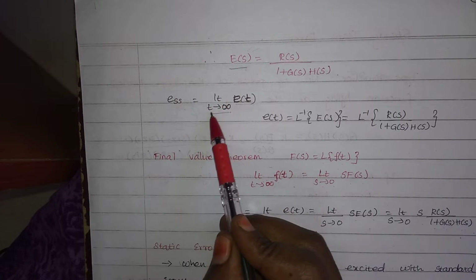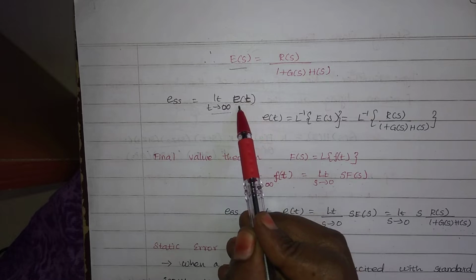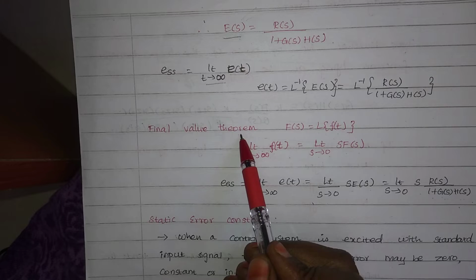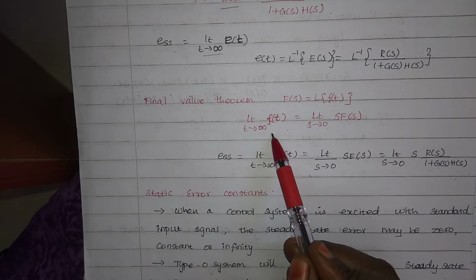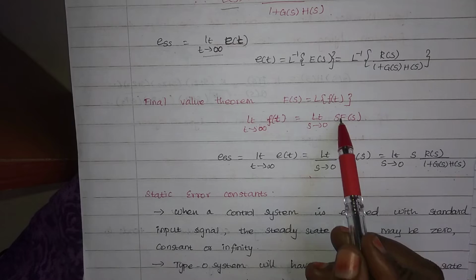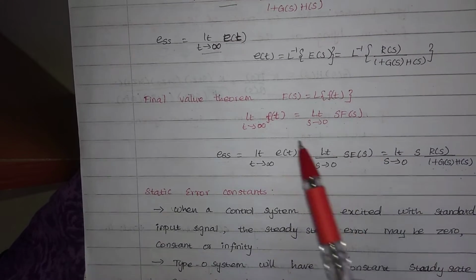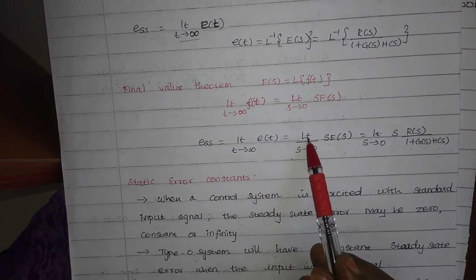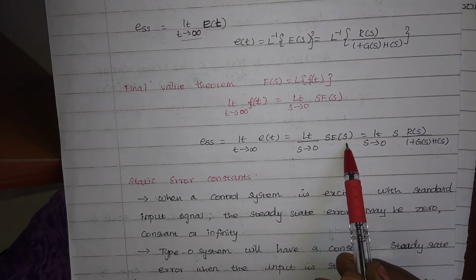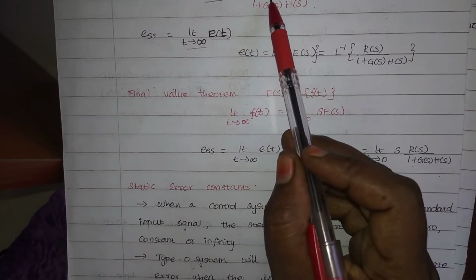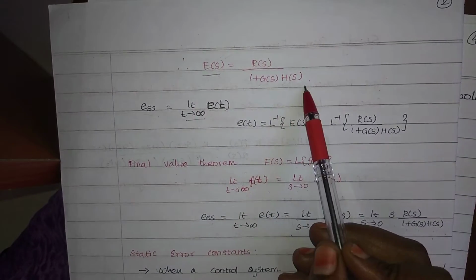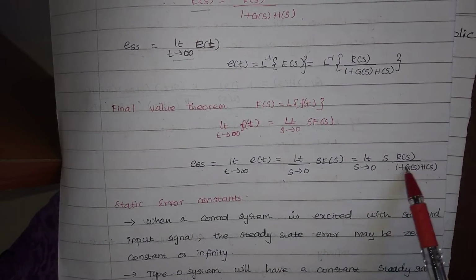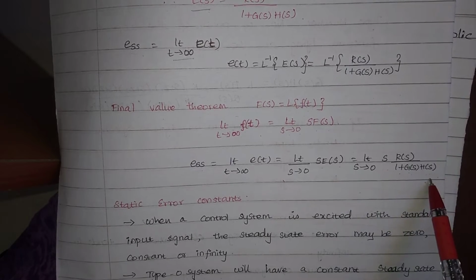ESS equals limit t tends to infinity e(t). That is the value of the error signal when t tends to infinity. According to the final value theorem, limit t tends to infinity f(t) equals limit s tends to 0 s into F(s). So based on this, limit t tends to infinity e(t) equals limit s tends to 0 s into E(s). E(s) equals R(s) divided by 1 plus G(s) H(s). So substitute this: limit s tends to 0 s into R(s) divided by 1 plus G(s) H(s).